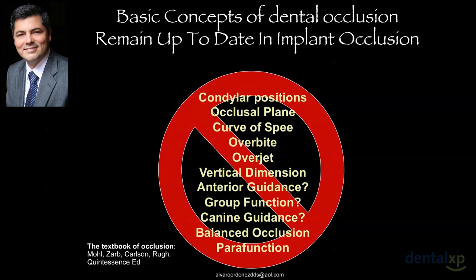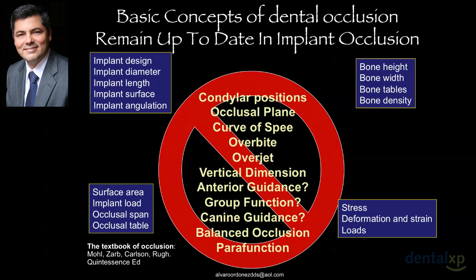So it's important not to invade the envelope of function of a patient in the process of creating an anterior guidance. We need to understand that some patients are going to work in group function, and we need to make a decision whether we're going to work with that patient in group function, or if we're going to work with a canine guidance, or even if we're going to restore this patient in a balanced occlusion kind of setup. We need to have a solid understanding of what is parafunction and what are the different kinds of parafunction that a patient can present. We find all these different concepts in the textbook of occlusion of Dr. Moll, Sarp, Carson, and Roth.